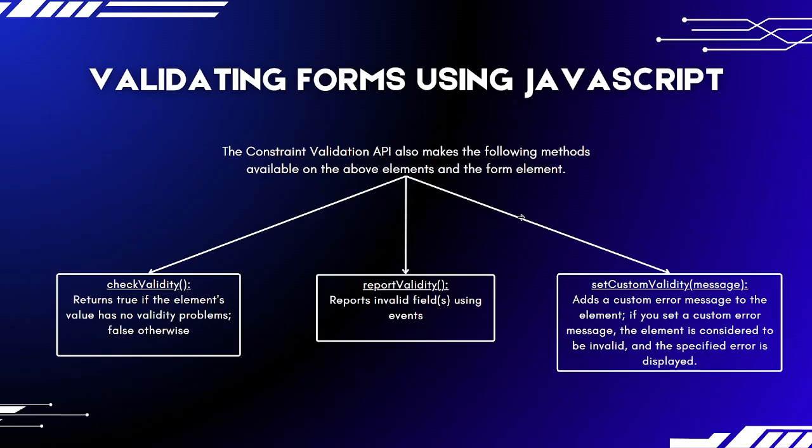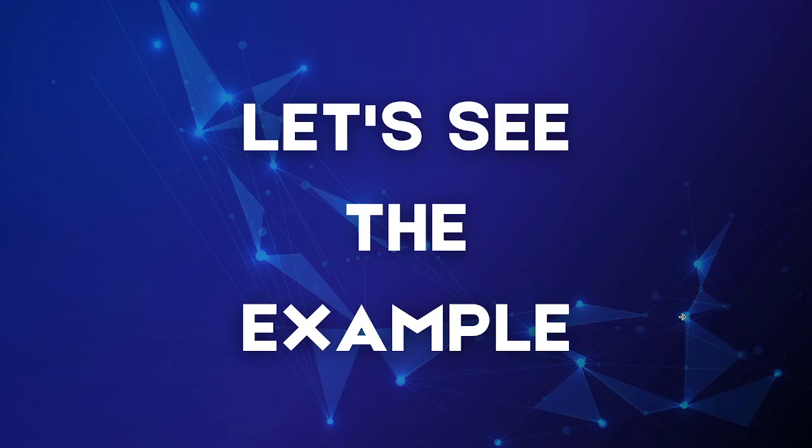And so on. Also, we have some methods like checkValidity, which returns true if the element's value has no validity problems, false otherwise. reportValidity reports invalid fields using events, and we can set a custom validity message, sending a message that is going to be displayed in the error. Let's see the example.